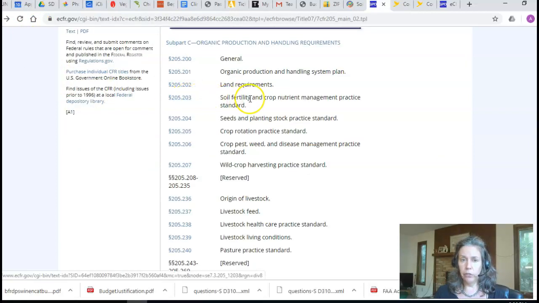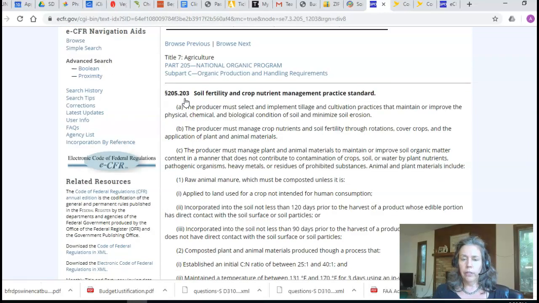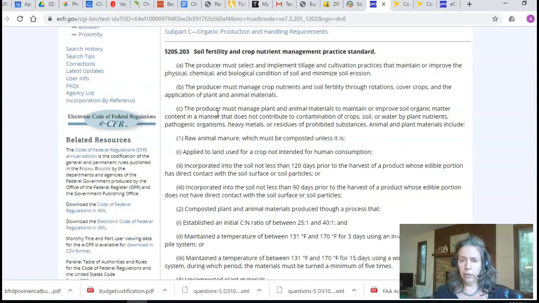Here's the one on soil fertility and crop management. And as you look at these, you can probably see it's not the most user-friendly. And there's a reason for that, the way the standards are written. It's written by lawyers, so the organic program, the standards can be enforced. So that's why it's written this way, in the form of regulations.